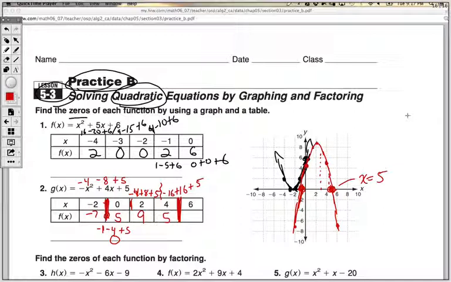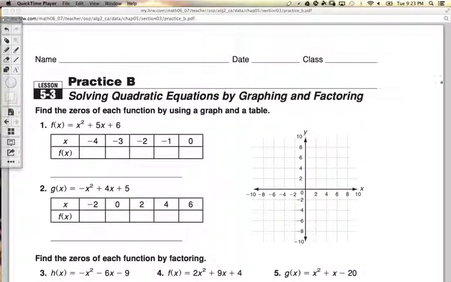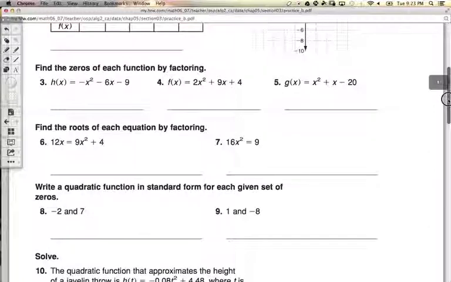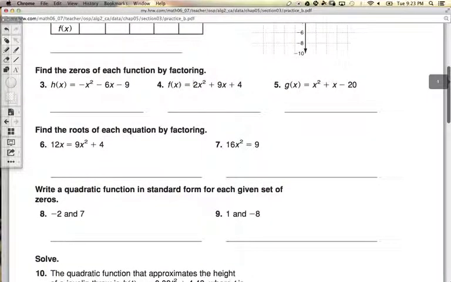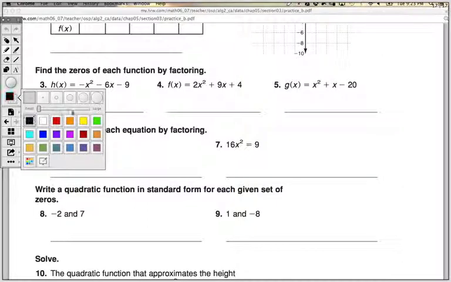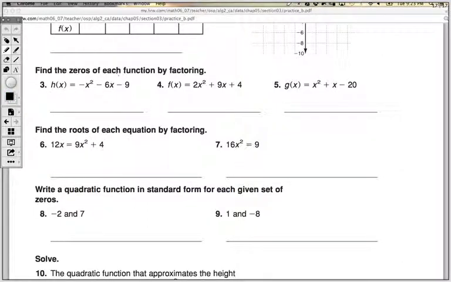All right, so that's graphing, the basic idea. We're going to do some more advanced work through here as well. So let's take a look at these. Find the zeros of each function by factoring. Factoring is fun, I think. Let's see what we can do, and let's talk some strategy.